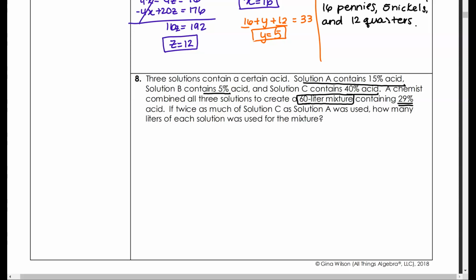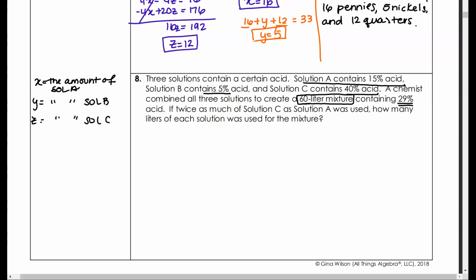Okay, so let's break this up into solution A, solution B, solution C. So we're going to label our variables. So X will be the amount of solution A. Y is going to be the amount of solution B, and Z is going to represent the amount of solution C.